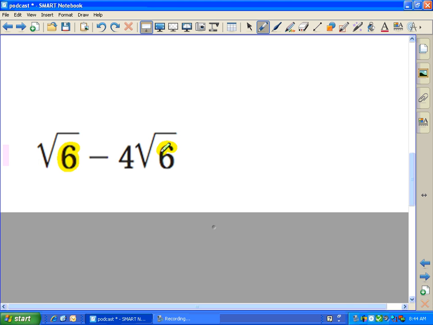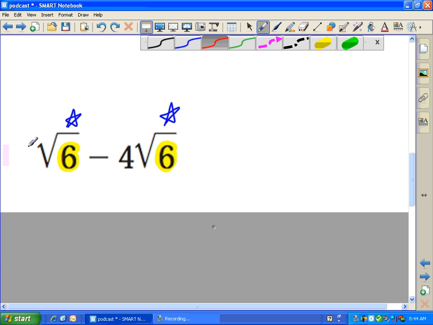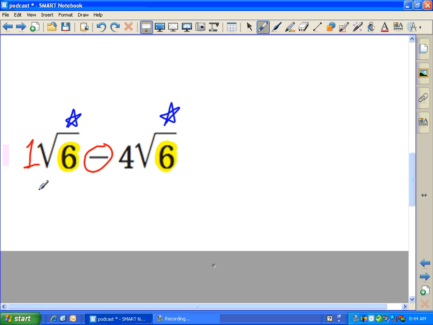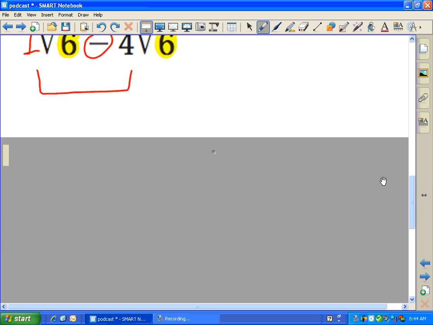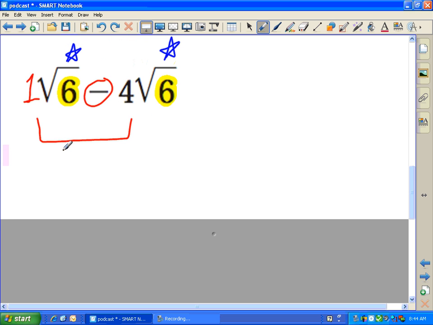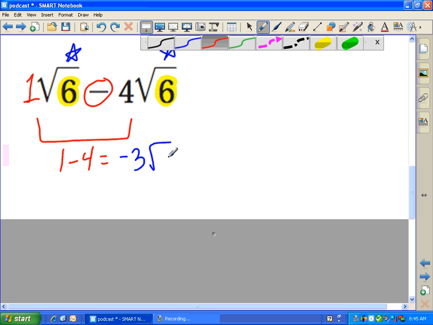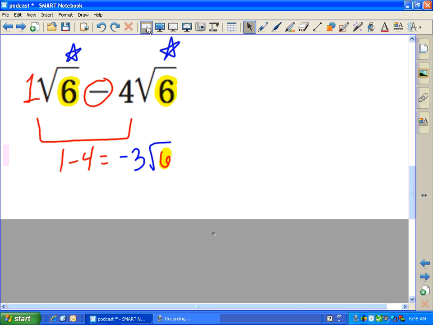My square roots are the same, so I'm going to give them both hearts or both stars. Excellent job, because you said, Mr. Phillips, there's an imaginary coefficient of 1 here. I'm going to subtract 1 minus 4. 1 minus 4 is going to give me negative 3. Once my square root is the same, keep it the same. So the solution to this problem, when I simplify it, would be negative 3 square root of 6.